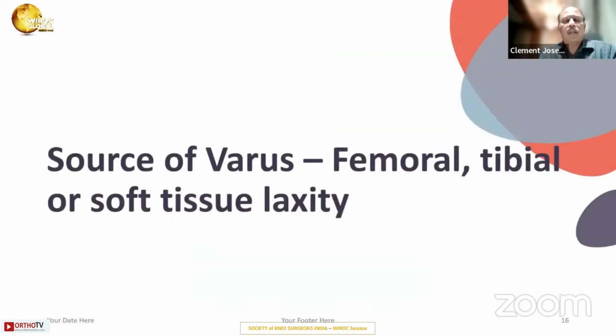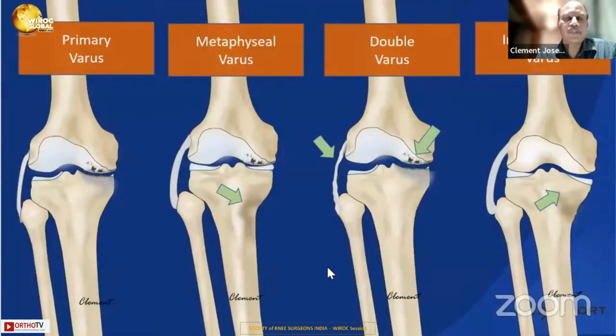The next important step in your planning and the execution of high tibial osteotomy is to find out the source of varus, whether it is from the femur, tibia, or soft tissue. The primary varus has been described as a varus arising primarily because of wear and tear happening in the medial compartment. The metaphyseal varus is due to deformity in the proximal tibial metaphysis, and these are the indications for high tibial osteotomy. These cases respond very well, and they are almost cured by proximal tibial osteotomy.